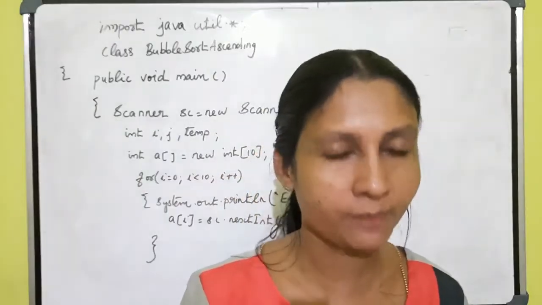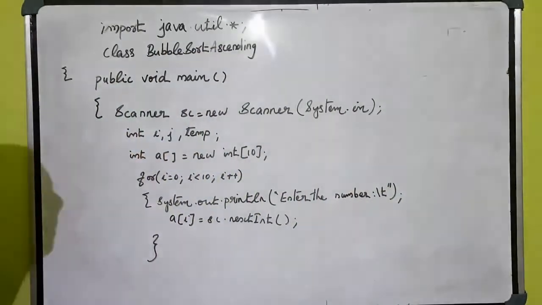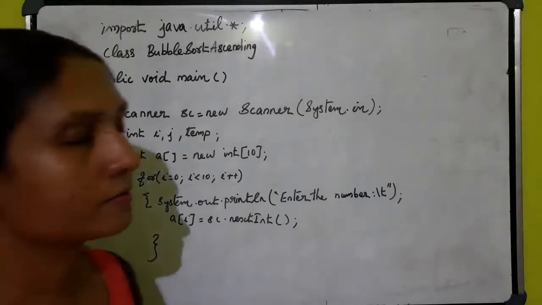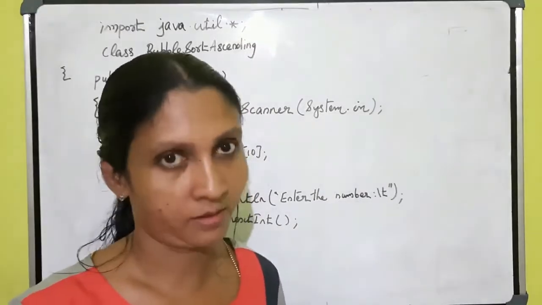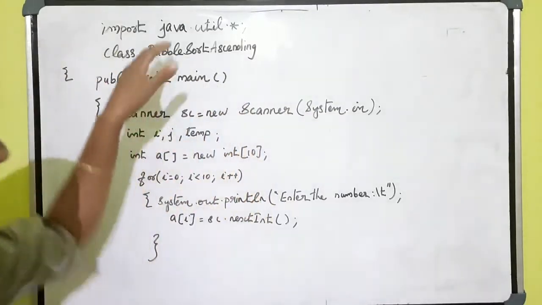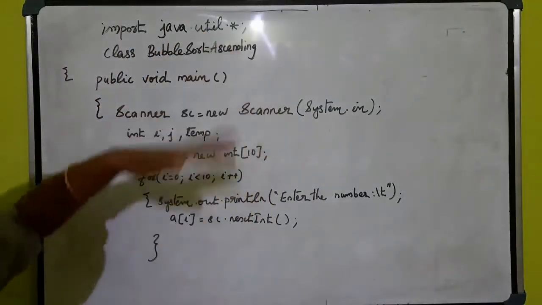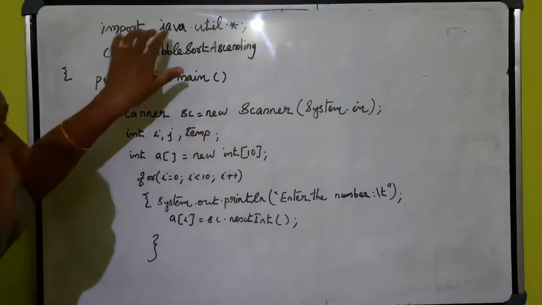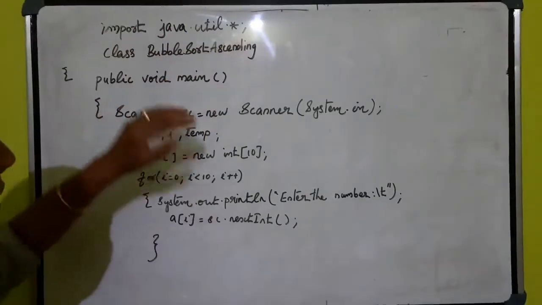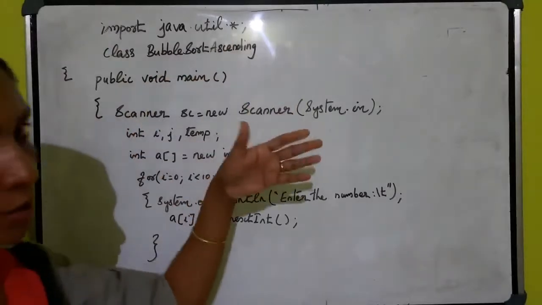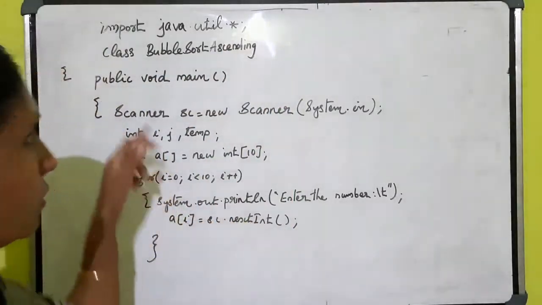Bubble sort technique. Okay, then how can you do this one? Here we are doing this with the help of a scanner class. We know how to enter the data into an array, that we already studied. With the help of a scanner class, we can read the elements. Okay, for that, first we will import the util package: import java.util.*, and the class name is BubbleSortAscendingOrder. Here this one is an ascending order sorting.